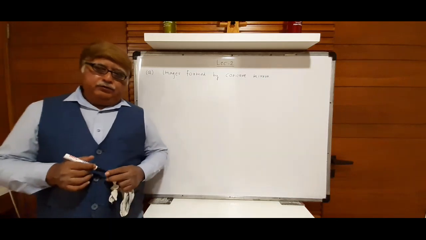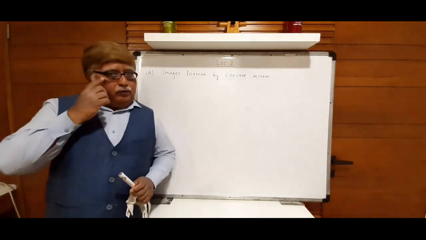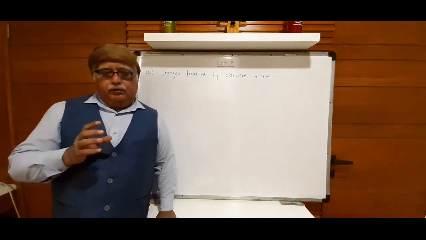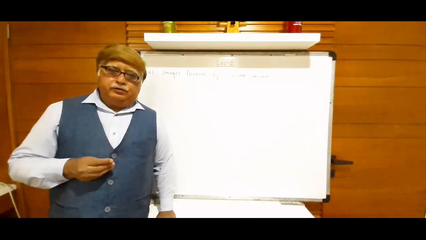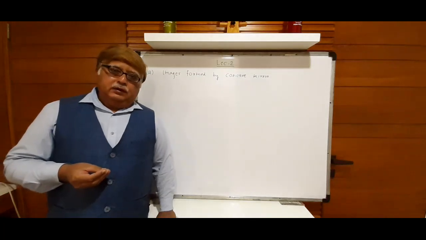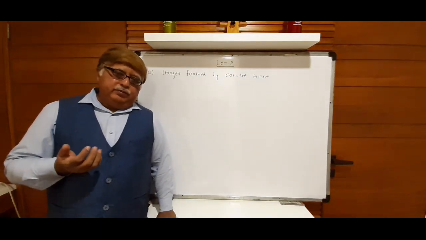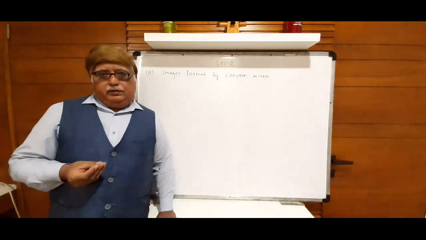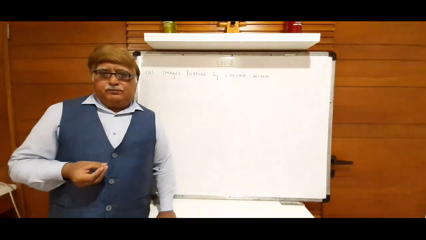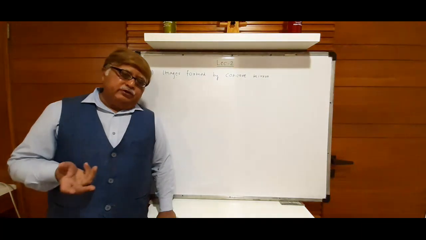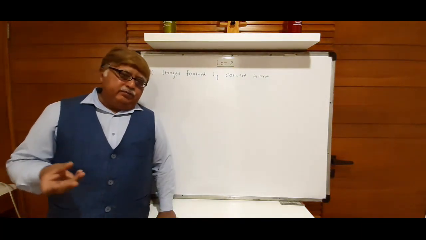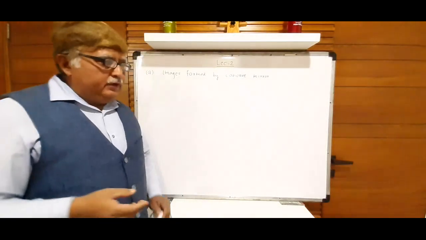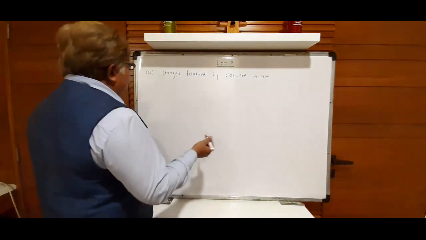We are going to study various images formed by concave mirror for different positions of the object. Sometime the object may be at infinity, sometime away from center of curvature, sometime at C, sometime between C and F, sometime at F, sometime between F and pole. Various types of images we are going to discuss. Let us start.